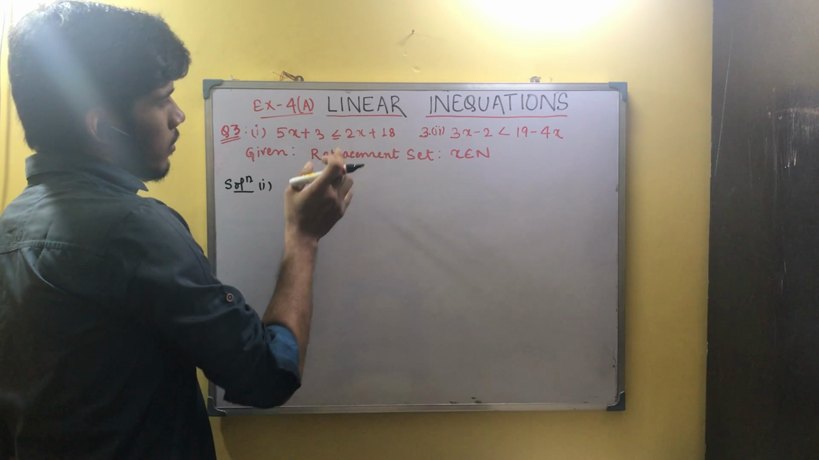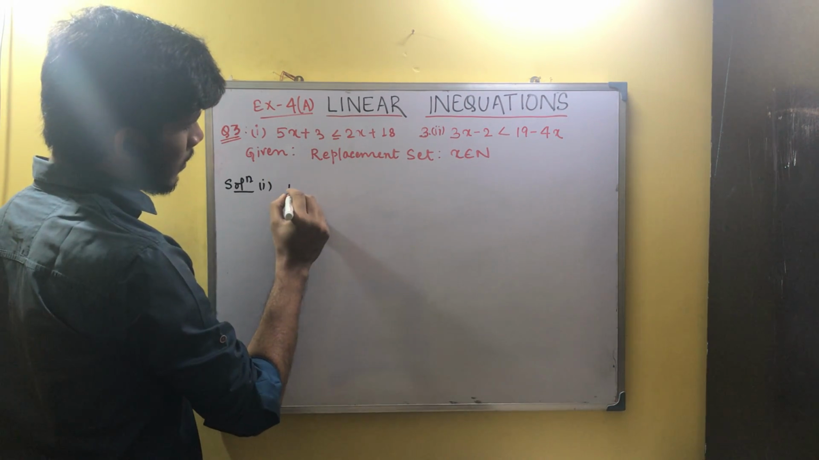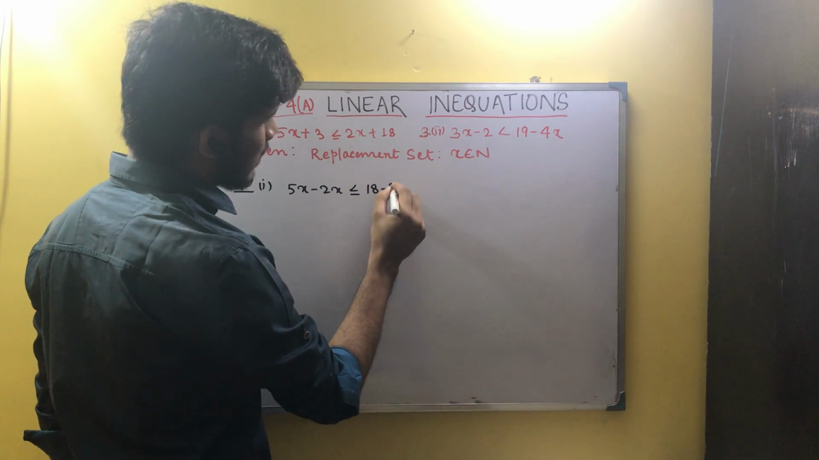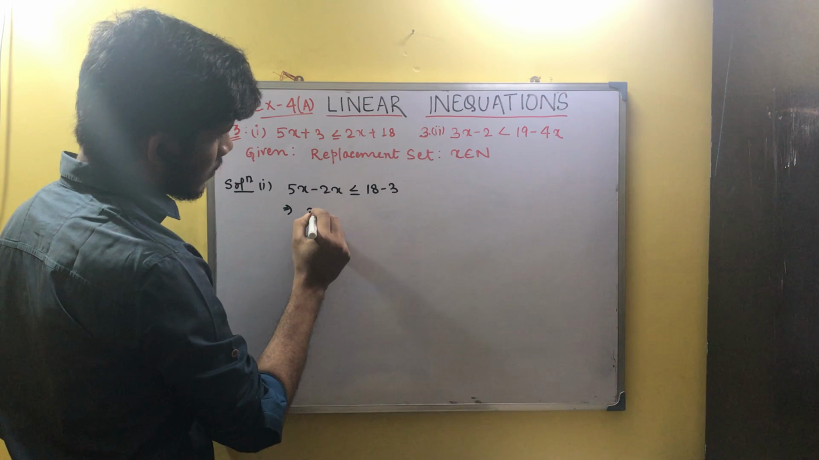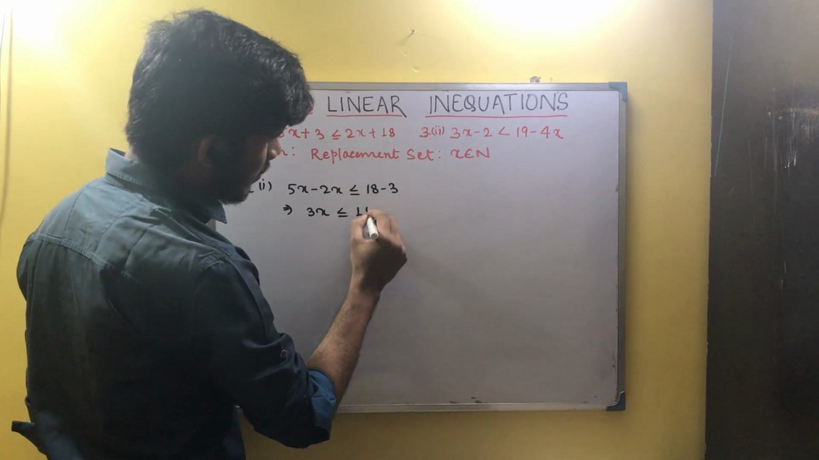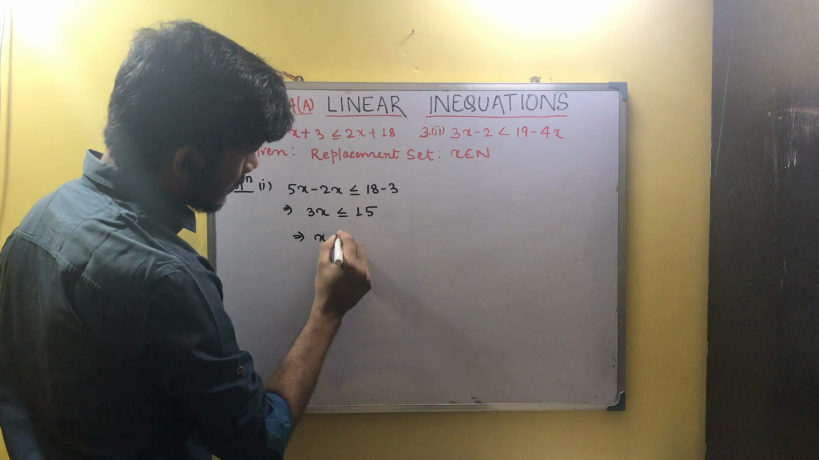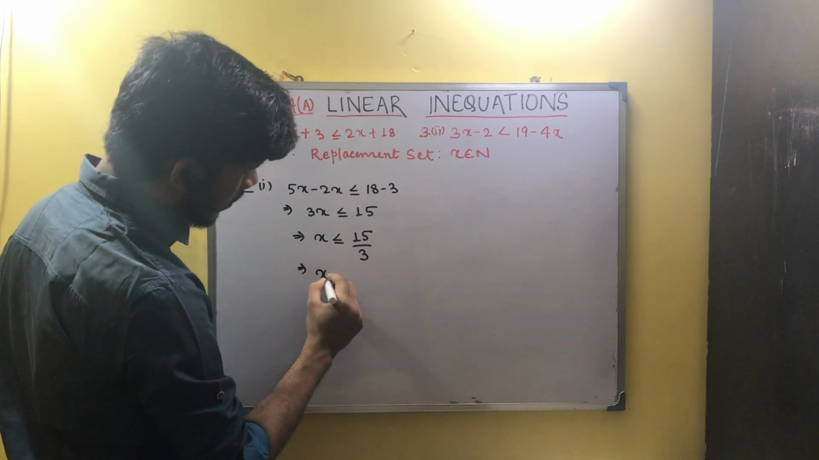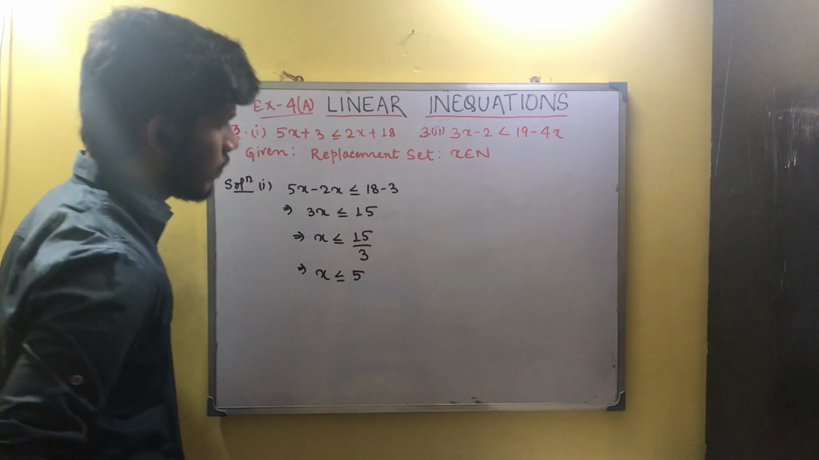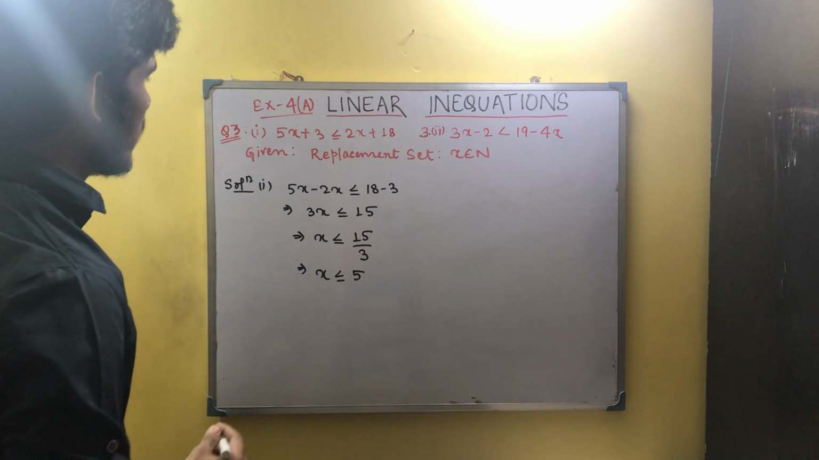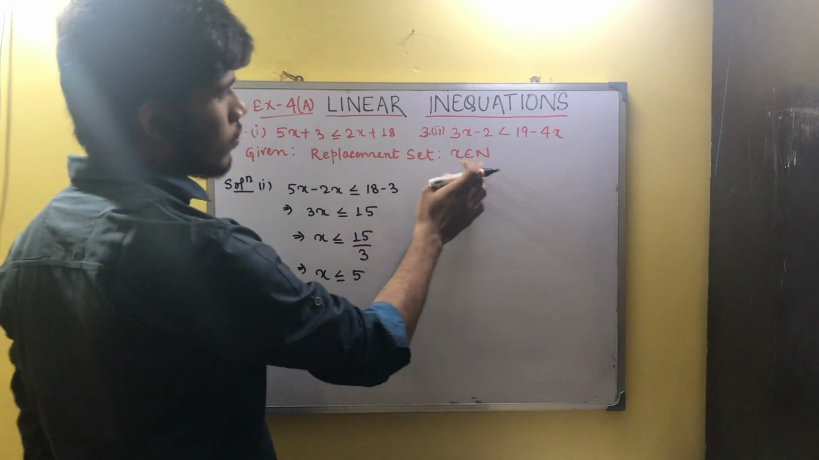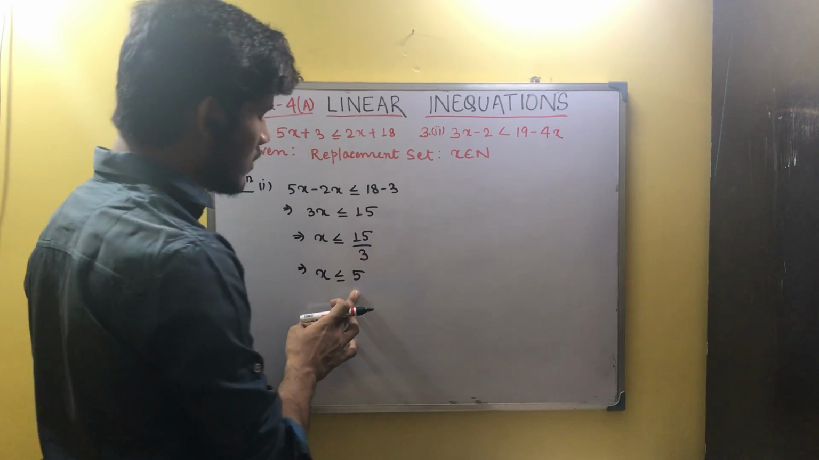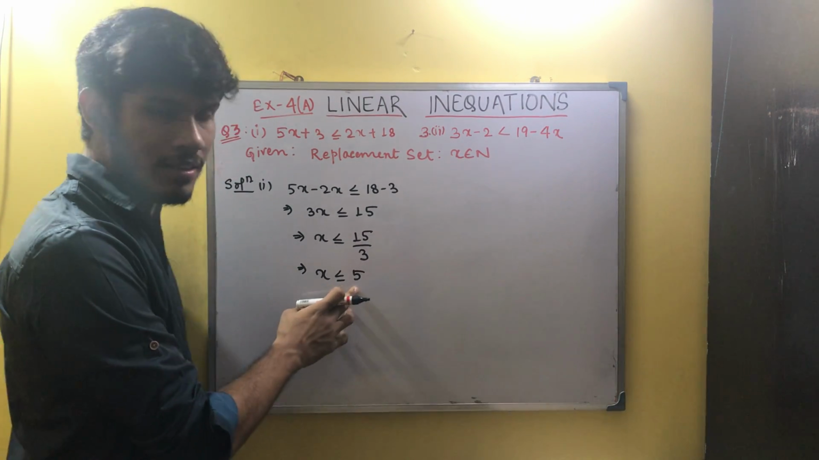On solving, we will be getting 5x minus 2x less than equals to 18 minus 3. That implies 3x less than equals to 15. That implies x is less than equals to 15 upon 3. That gives you x is less than equals to 5. Isn't it? So if x belongs to natural numbers and x must be less than or equals to 5, it means the maximum value possible for x is 5.